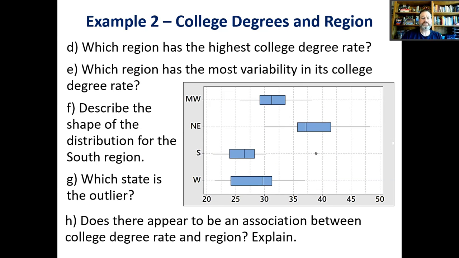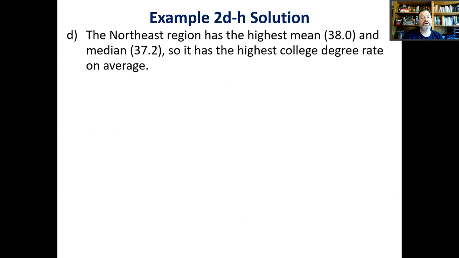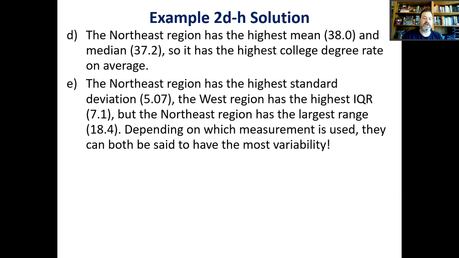Last one. Does there appear to be an association between college degree rate and region? So this is the question we've been trying to answer. Whenever we have two variables, we're looking for an association. So what does that mean? Well, if there's no association, then all of the graphs and summary statistics should be about the same. But these graphs all look very different. The summary statistics all look different. So that means there is an association.